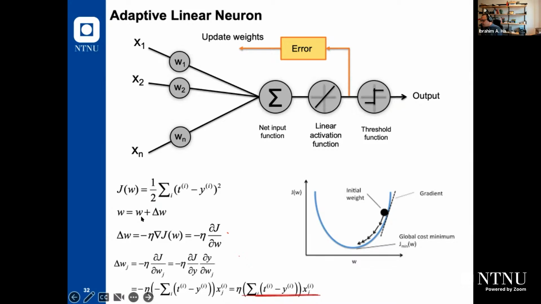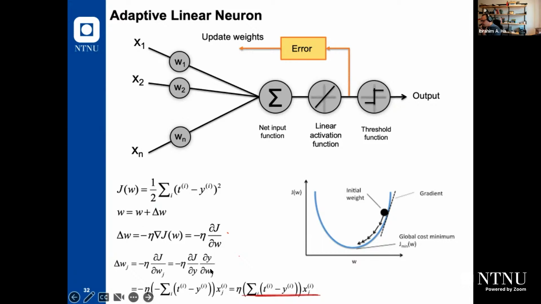So omega k+1 equals omega k plus delta omega k. Delta omega will be minus eta multiplied by the gradient. The gradient is the first derivative of J with respect to omega, right? So partial J by partial omega, we will use the chain rule: partial J by partial y multiplied by partial y by partial omega. Partial J by partial y will be 2 times half multiplied by (t minus y) multiplied by the first derivative of minus y, which is negative 1. So it will be that part.